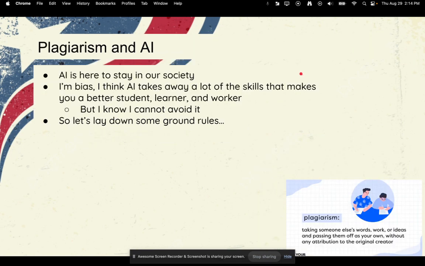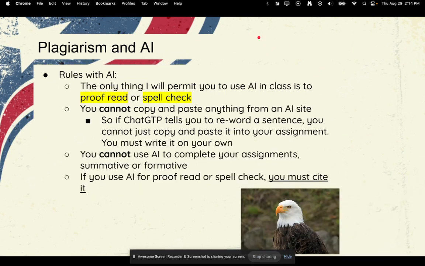Okay? All right, now let's talk about plagiarism and AI. Probably my least favorite thing to ever talk about. All right, so here's the deal. AI is here to stay in our society. I am very biased about this. I think AI really takes away a lot of the skills that make you a better student, a learner, and a worker, but I also know I can't avoid it. So I am going to lay down some ground rules for plagiarism and AI, and this is across all my classes. It's not just you with government.